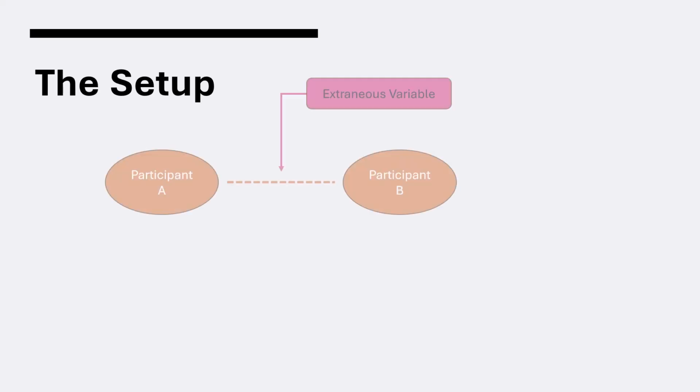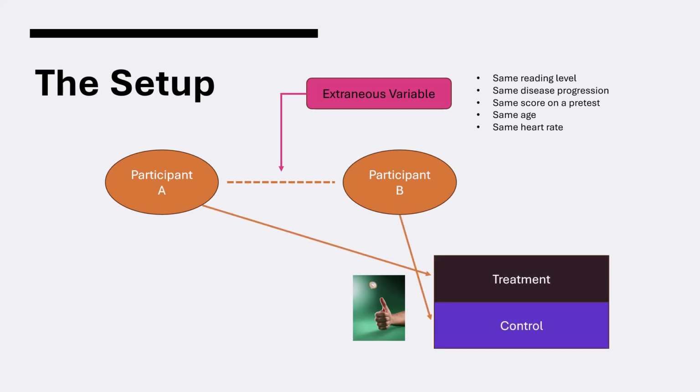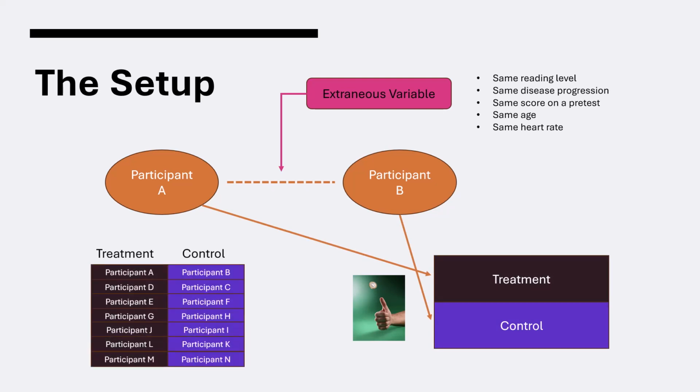We match participants on an extraneous variable. The extraneous variable, of course, needs to be a variable that is related to the outcome measure in the study. We then randomly select which member of each pair will go into the treatment and which will go into the control, thus resulting in participants in a treatment condition who are closely matched to those in a control condition on important extraneous variables.